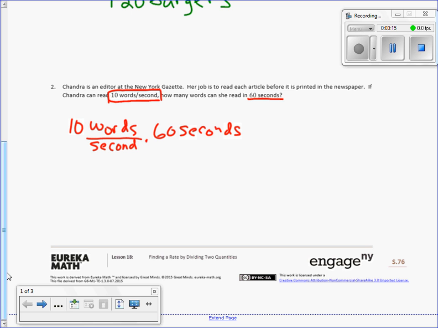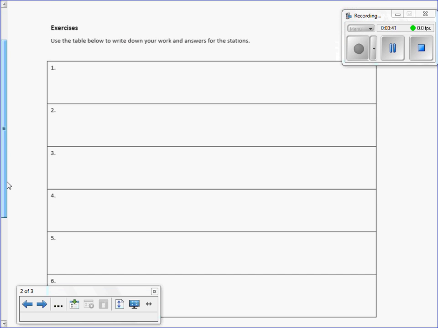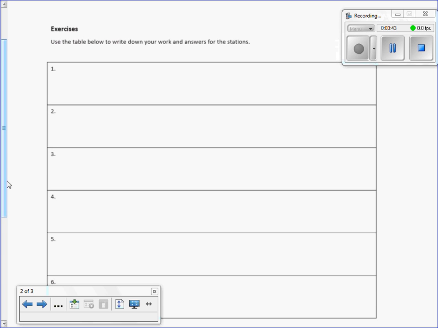Okay, I'm not going to divide this by 1. We need to see that that is just a denominator and a whole. Those cancel. And now we have 10 times 60 words is the word that's left over. So how many words can she read in 60 seconds? 600 words. Okay. Use the table below to write down your work and answers for the stations.